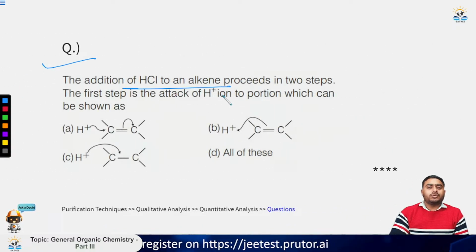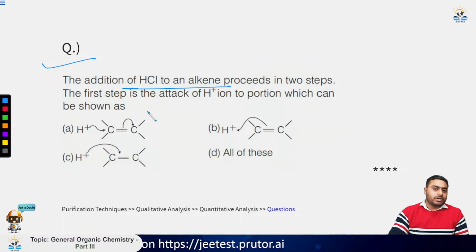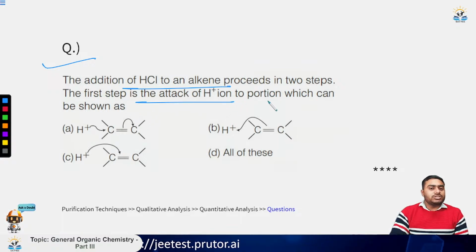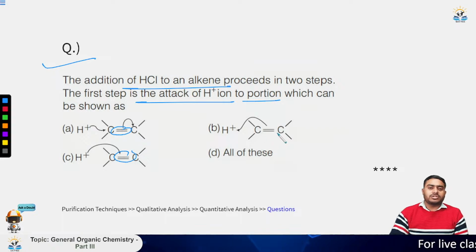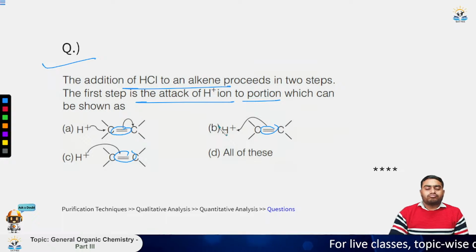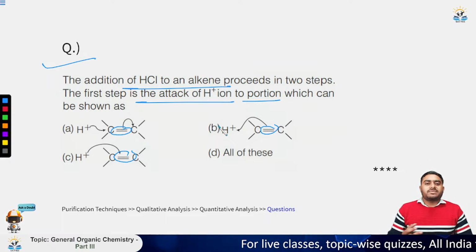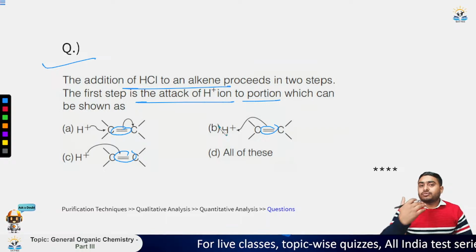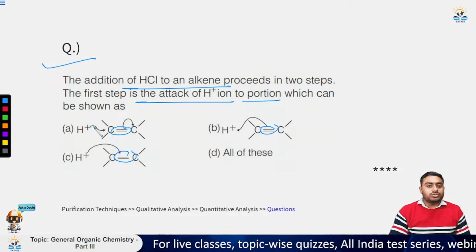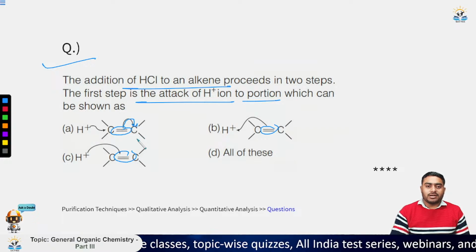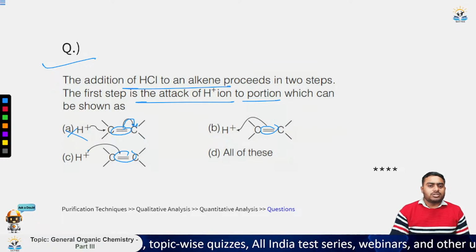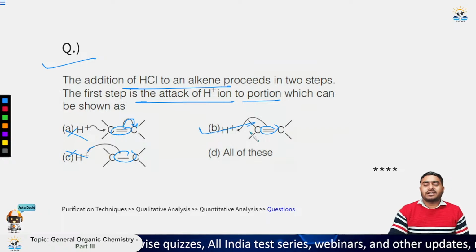The addition of HCl to an alkene proceeds in two steps. The first step is the attack of H positive ion on the portion which can be shown as. You can see here, this is the double bond electron density, the pi bond, right? You know very well, whatever species is attacking, we always have to show the arrow from negative to positive. This option is showing a positive to negative arrow, that's not correct. So the only correct answer is B.